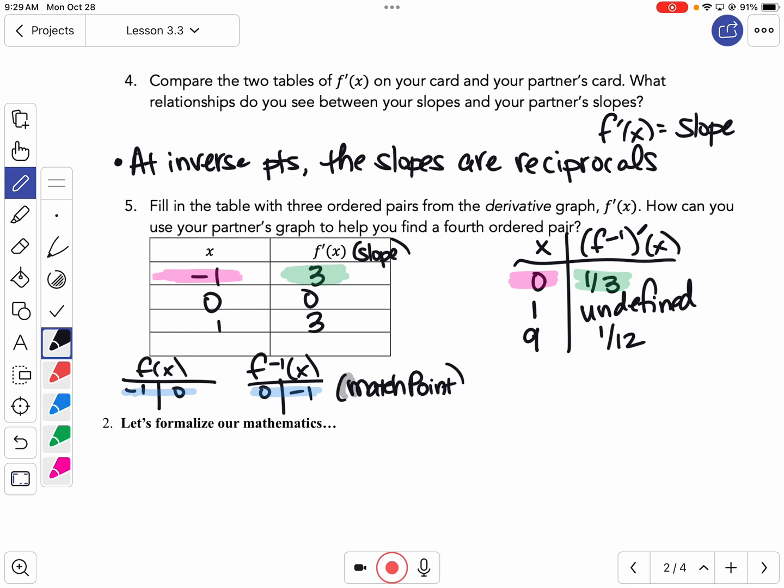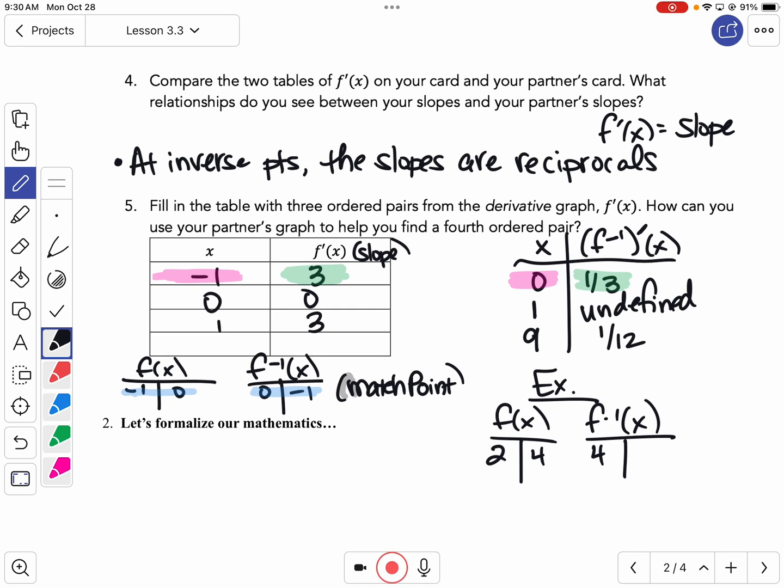The derivative at negative 1 was positive 3. The derivative at its match point, its inverse point, x being 0, is 1/3. And so that's one of the things we have to remember, and that really is the definition for inverse functions. So let's say that we had something like this. Let me just give you an example and let's see if we can walk through it. I've got f of x and it has the ordered pair 2, 4. What's going to be my inverse point on f inverse?